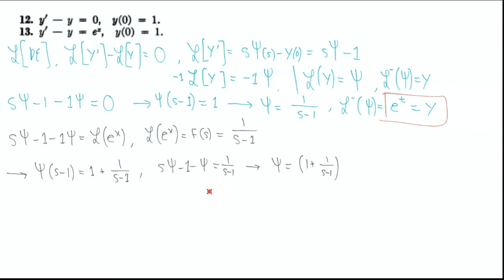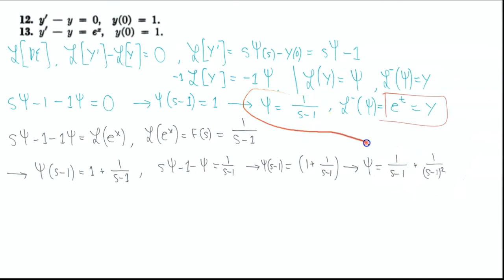And one second. Jumped a little too far ahead. We had big Y times (s minus 1). Okay. So we're back to where we were. And now we go one more step, and we want big Y by itself. Now we can do that thing. I'm going to just divide everything in here by s minus 1. So it's going to be 1 divided by s minus 1 plus 1 over (s minus 1) squared. Okay, so here we are.